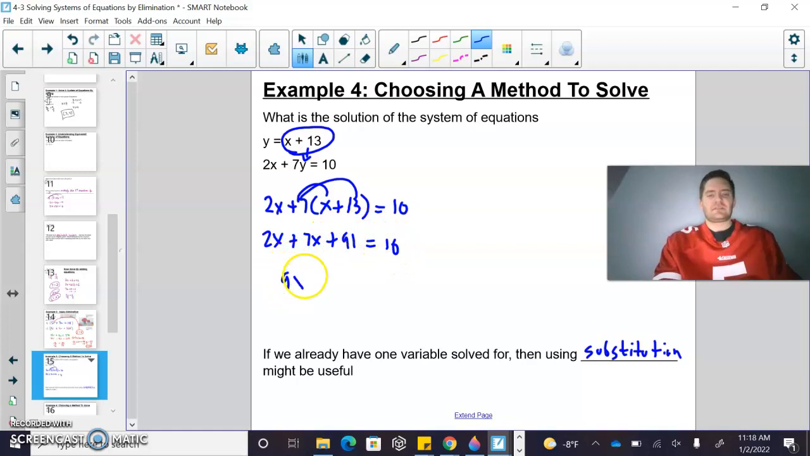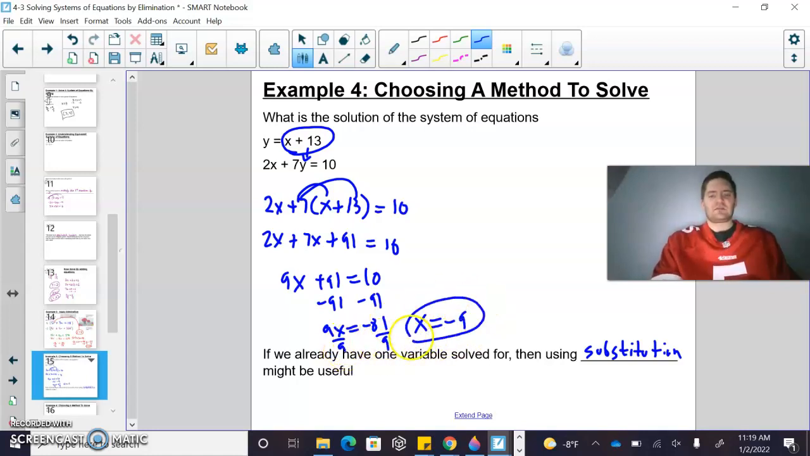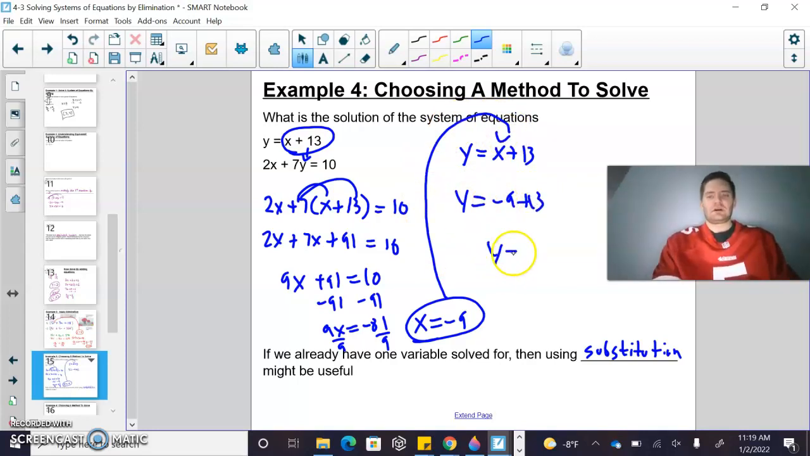Two x plus 7x is 9x, plus 91 is equal to 10. Then we're going to subtract 91 on both sides. We have 9x is equal to negative 81, divide by 9, and x is equal to negative 9. And then we're just going to take that and substitute it in up here. And we get 9 plus 13, y is going to be equal to 4.